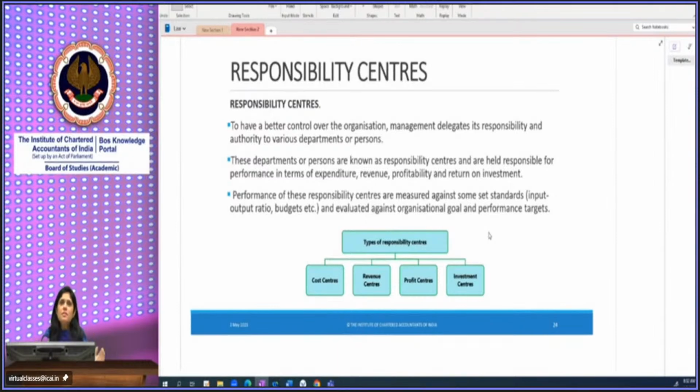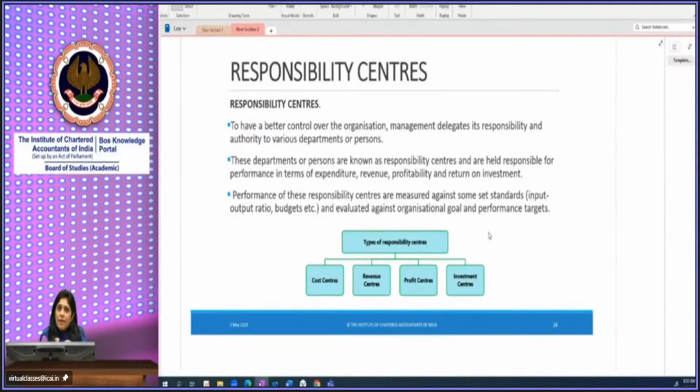So all the responsibility centers, they could be inside the department, inside the organization, or outside the organization, but they must be accountable to one authority. Clear? So if there are 10 departments inside the organization, they are answerable, responsible to the management. If there are 10 branches, they are responsible to the head office. If there are 10 public sector undertakings, they are responsible to the government.